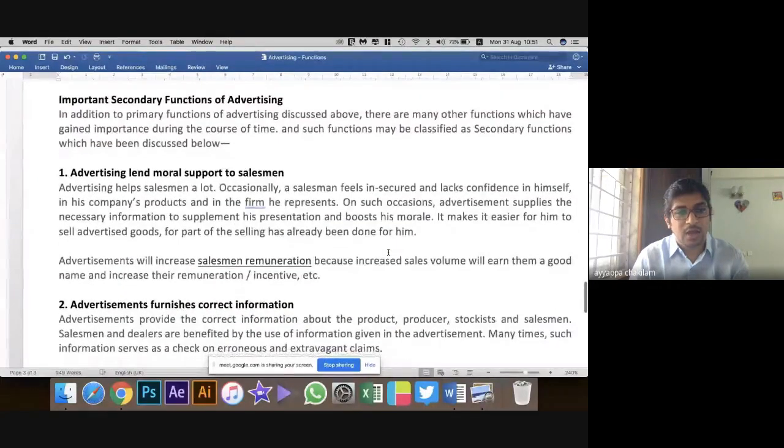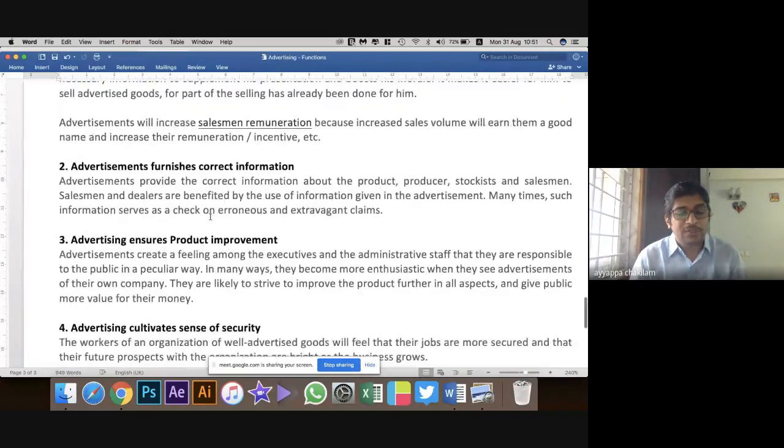Secondary functions are lending moral support to the salesmen, those who are selling. If they feel secure that they are selling a good company's product, it is easier for them to sell. It boosts their morale. Advertisements furnish correct information. Correct information will be given about the product to the customer. So there are no extravagant claims. No wrong claims should be given. That is one major function of an advertisement.